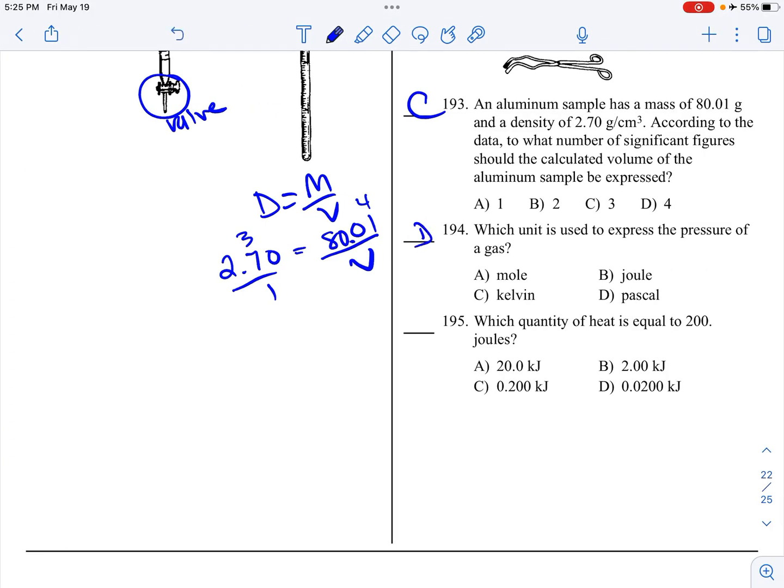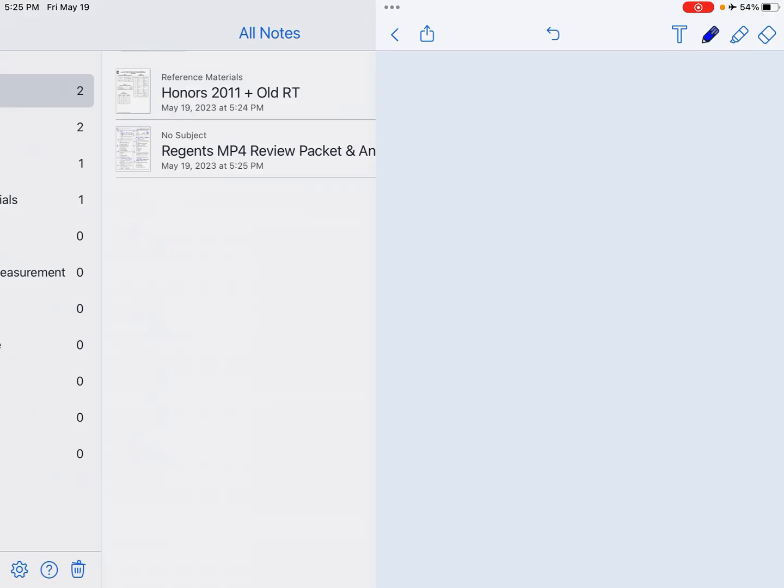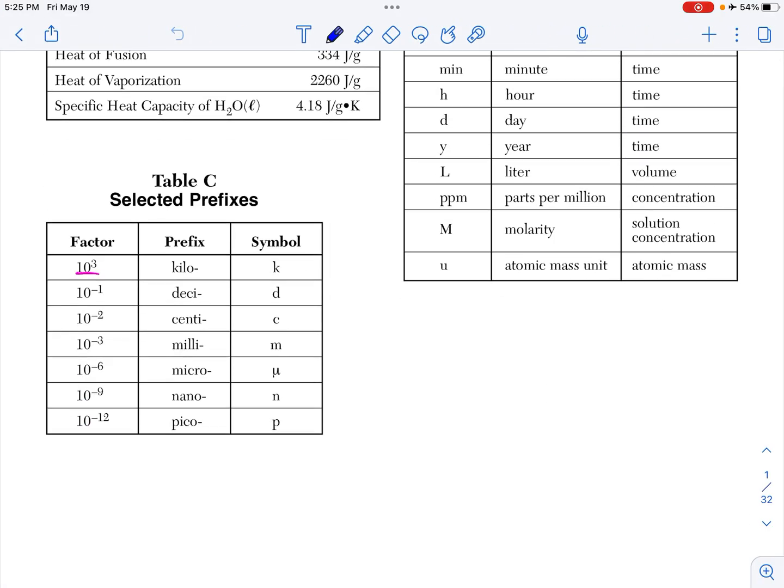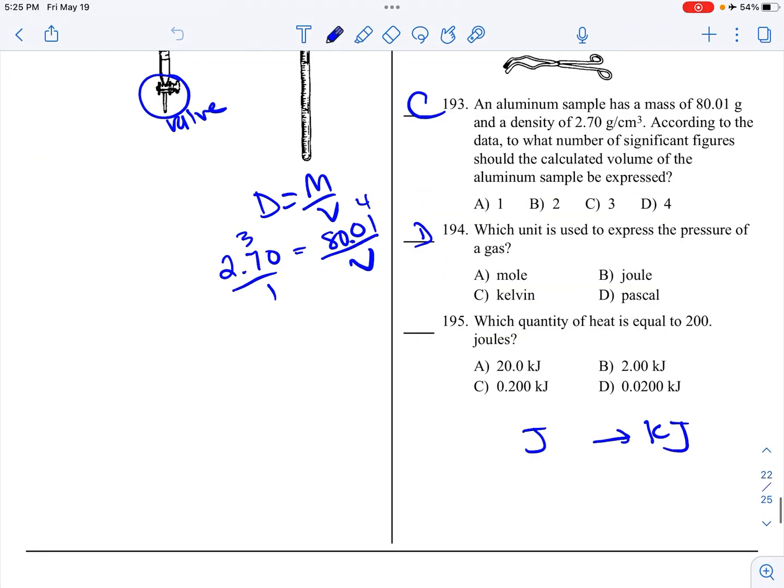D. Which quantity of heat is equal to 200 joules? So we need to look from joules to kilojoules. So back on the reference table, we have kilo is 10 to the third. That's 1,000 times larger. A lot of people don't like dimensional analysis, but if I'm going to go to kilojoules, 1 kilojoule is equal to 1,000 joules. Get rid of those. So 200 divided by 1,000, which is the same as saying 0.200 kilojoules.